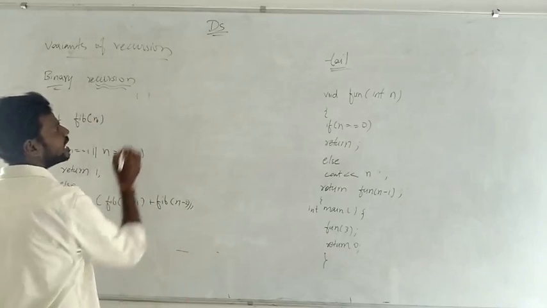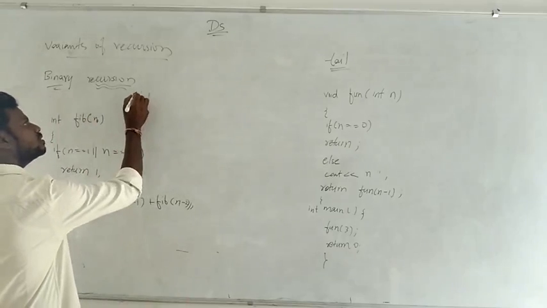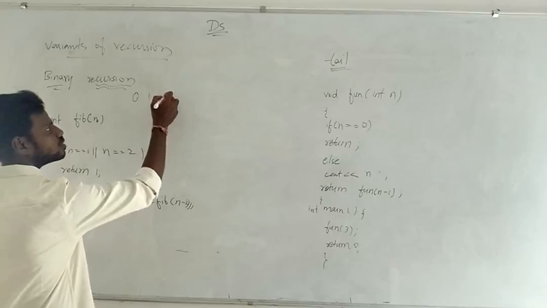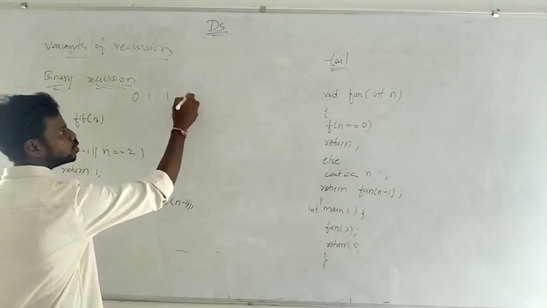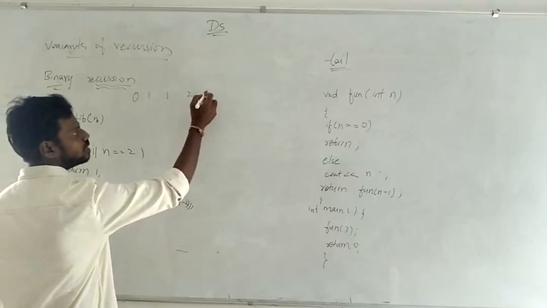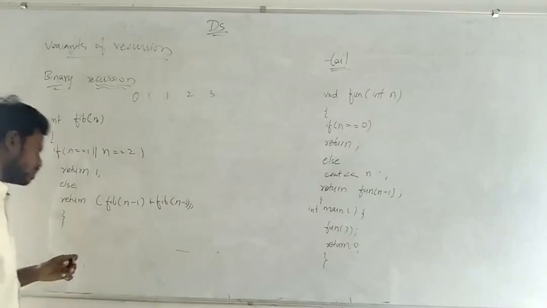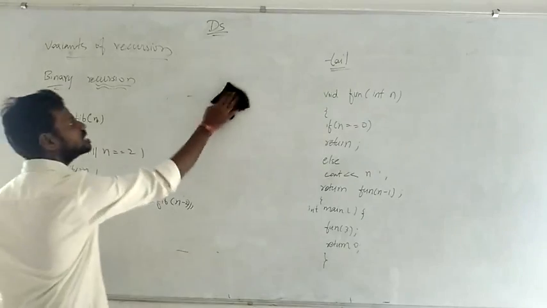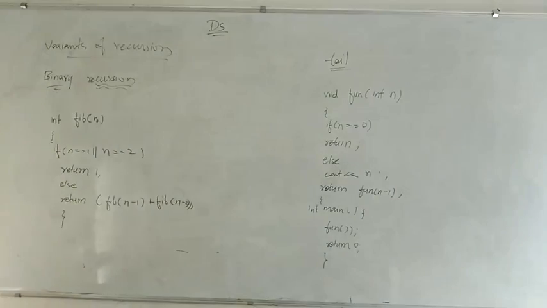Suppose 1 and 1. Even if you are starting from 0 and 1, 0 and 1 will give us 1, 1 and 1 will give us 2, and 1 and 2 will give us 3. Like this, we will be having the Fibonacci series. In order to find that, we will be using this binary recursion. This is how we will be using our binary recursion.